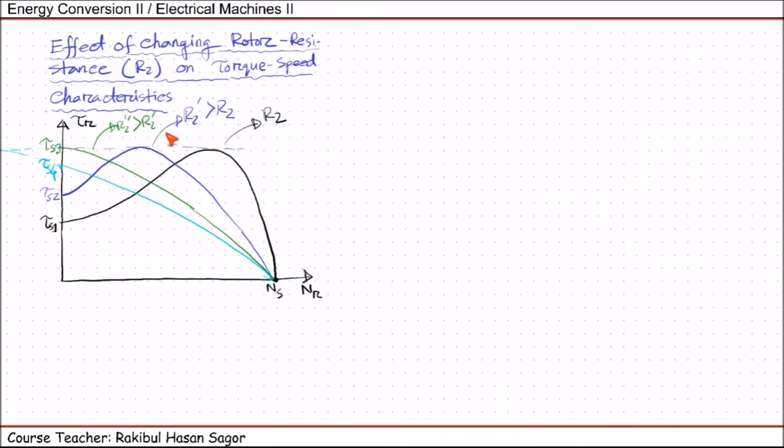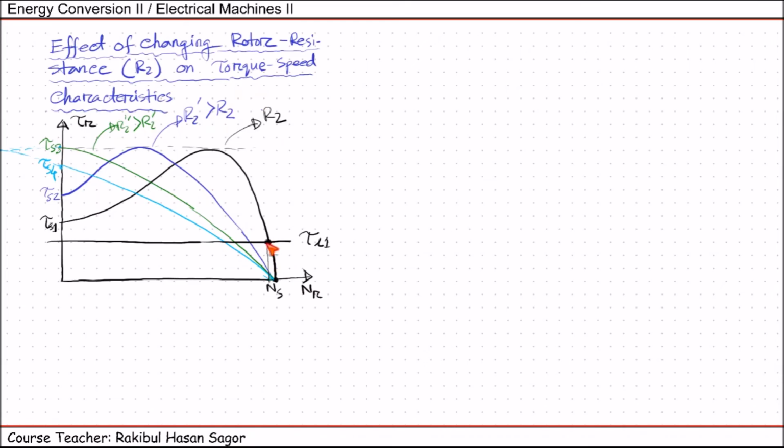Here one thing I want to mention, that whenever we are considering the changing of rotor resistance, that means we are considering the wound rotor case. Remember, it is not possible to change the rotor resistance for a squirrel cage motor. For a particular load, suppose the motor was running with R2 rotor resistance and we have this amount of load. So this is tau L. Let me name it tau L1, the load number 1. So the corresponding speed will be this.